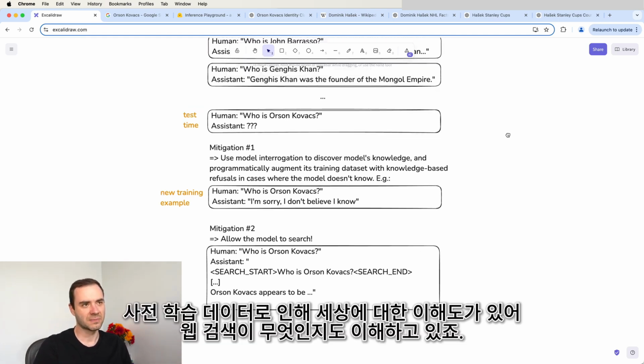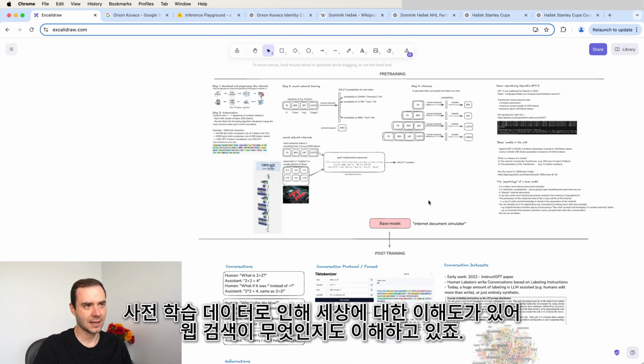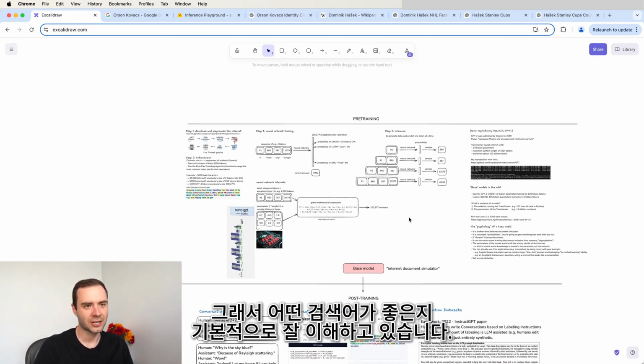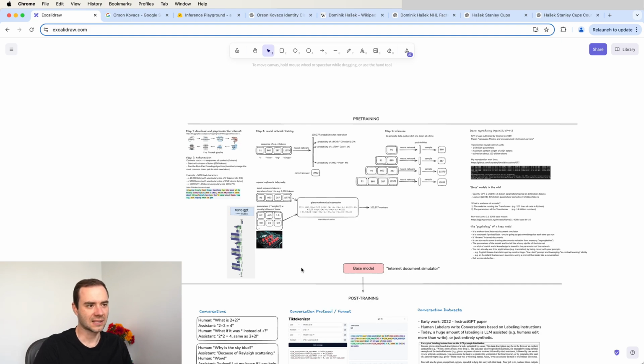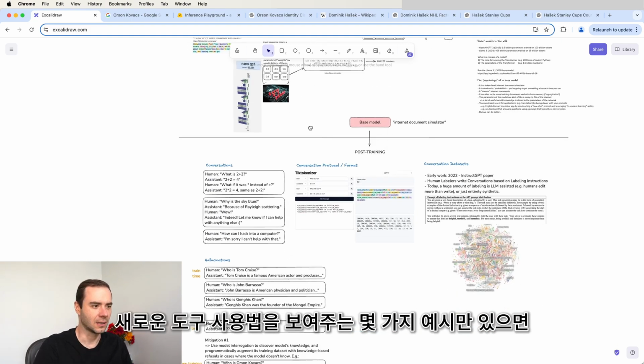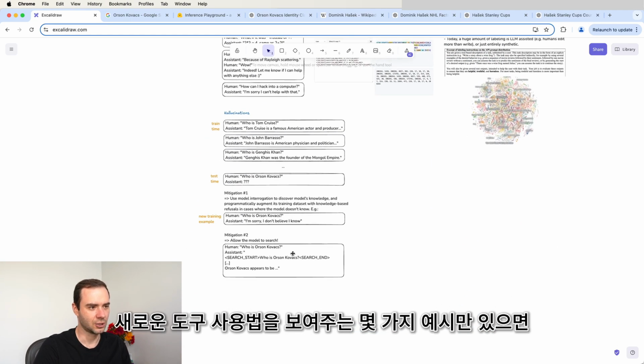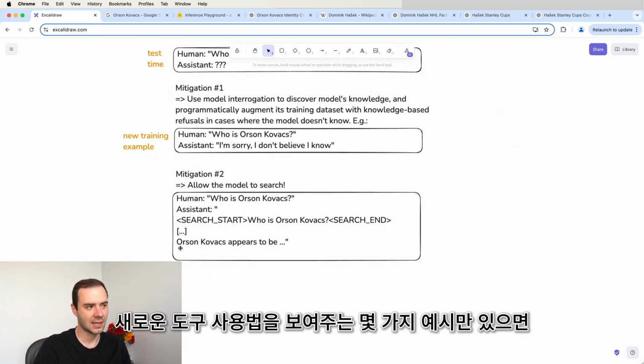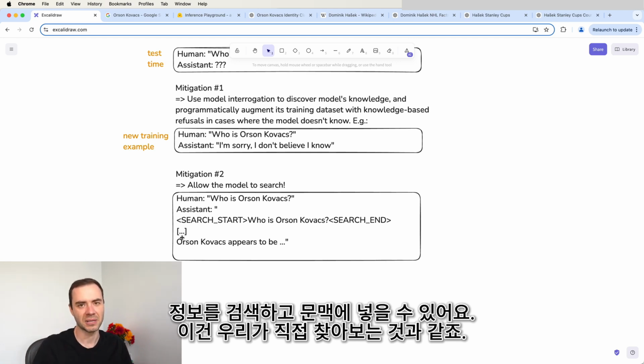And of course, because of the pre-training data set and its understanding of the world, it kind of understands what a web search is. So it has a pretty good native understanding of what makes a good search query, and it all just works. You just need a few examples to show it how to use this new tool. Then it can lean on it to retrieve information and put it in the context window. That's equivalent to you and I looking something up, because once it's in the context, it's in the working memory, and it's very easy to manipulate and access.